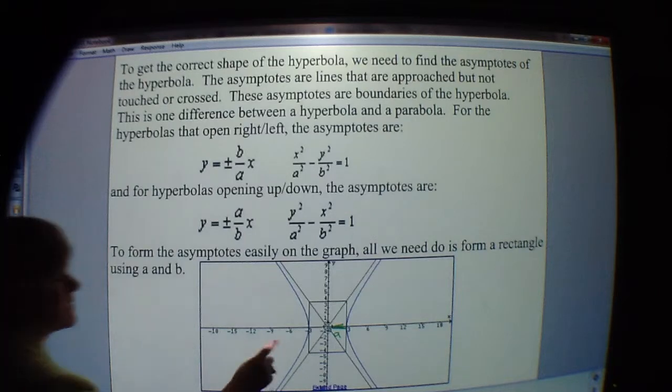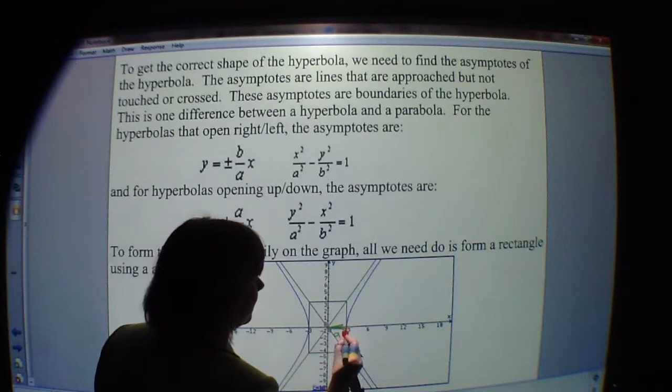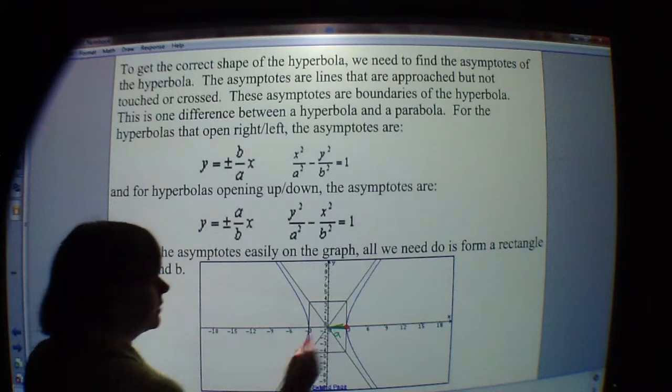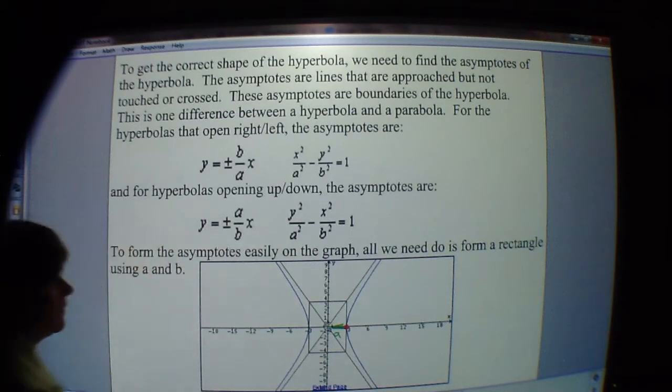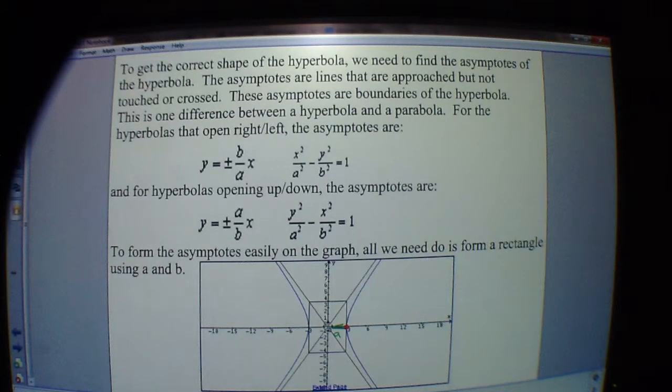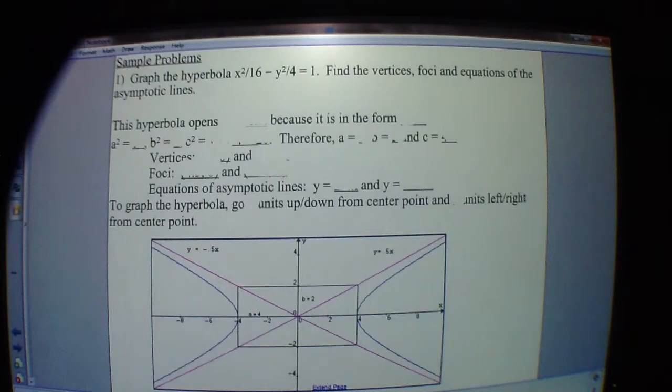So once you draw the asymptotes, what you're going to do is find a vertex here, and then you're going to draw the asymptotes, and then you're just going to draw the hyperbola following those. So let's graph the hyperbola x squared over 16 minus y squared over 4 is equal to 1. I want to find the vertices, the foci, and the equations of the asymptotic lines.